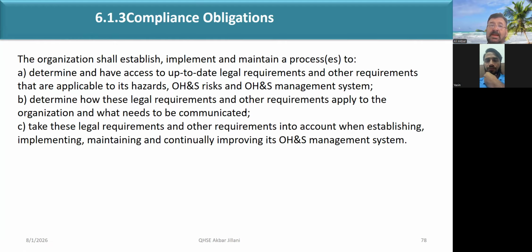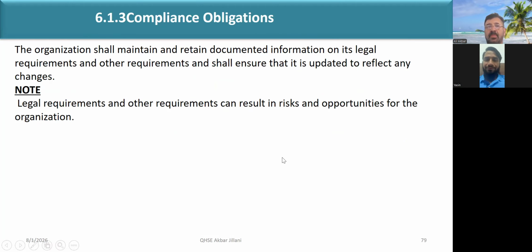This is your SRA. Take these legal requirements and other requirements into account when establishing, implementing, maintaining, and continually improving its OHS management system. The organization shall maintain documented information of its legal and other requirements. Legal requirements and other requirements can have risks and opportunities for the organization.